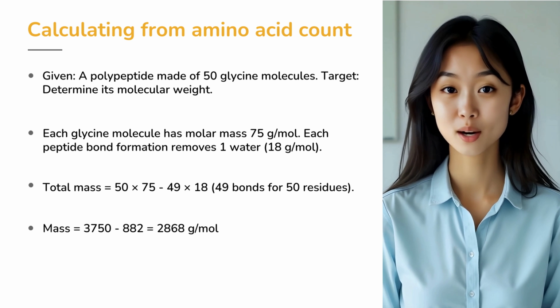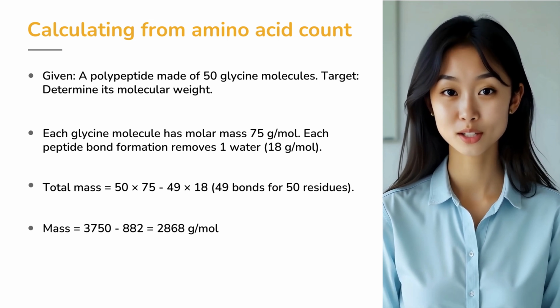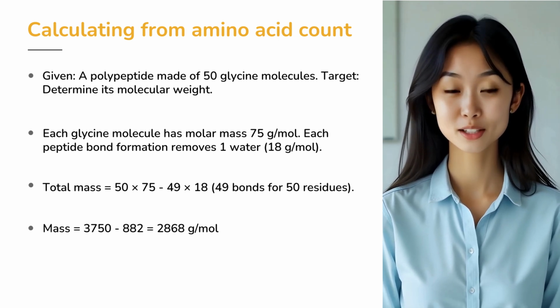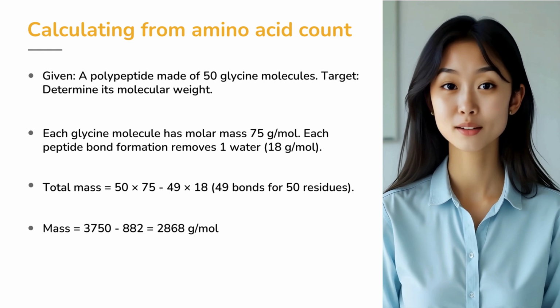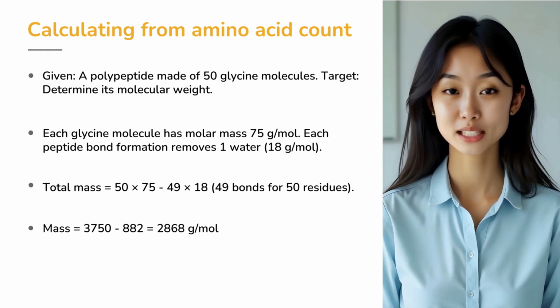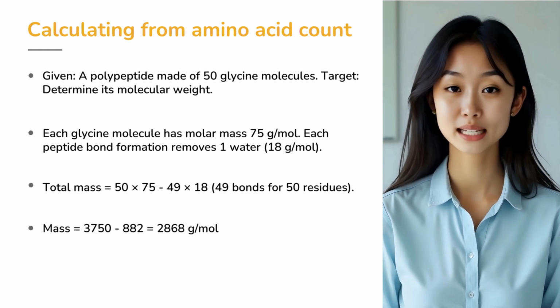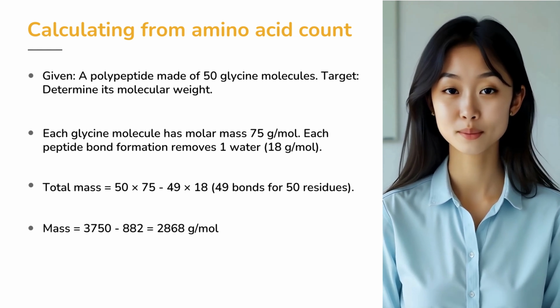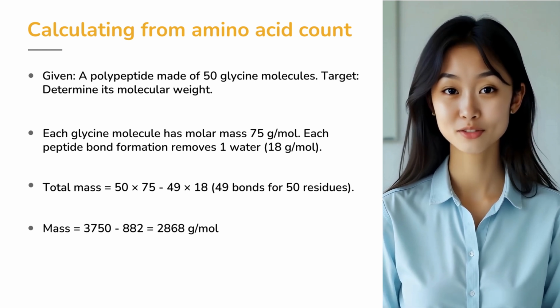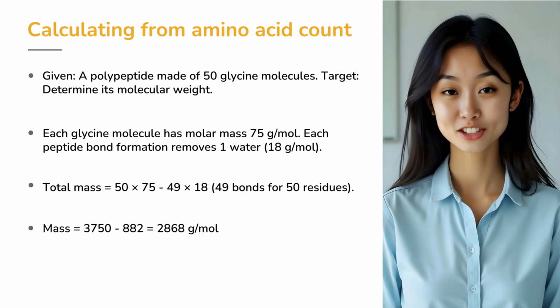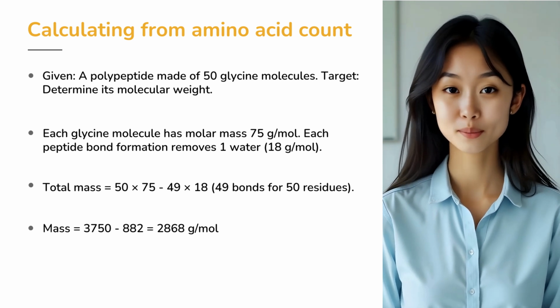water molecule's mass. So, total mass equals 50 times 75 minus 49 times 18. Doing the math, 50 times 75 is 3,750 grams per mole, and 49 times 18 is 882 grams per mole. Subtracting 882 from 3,750 gives 2,868 grams per mole.